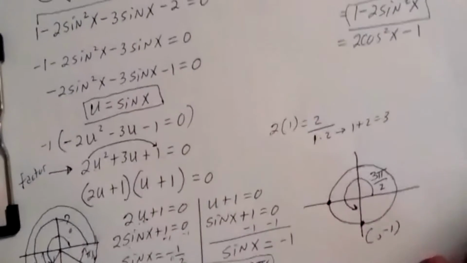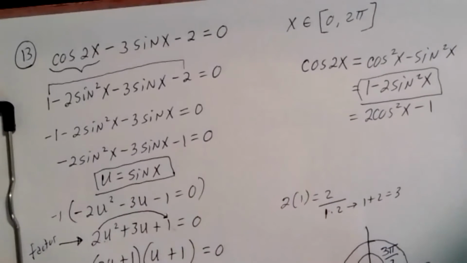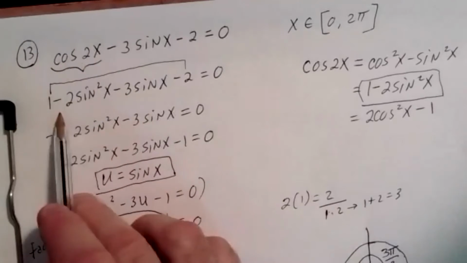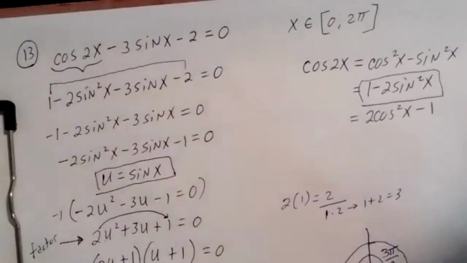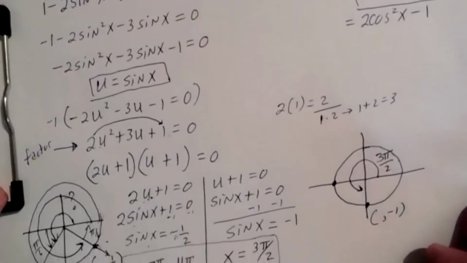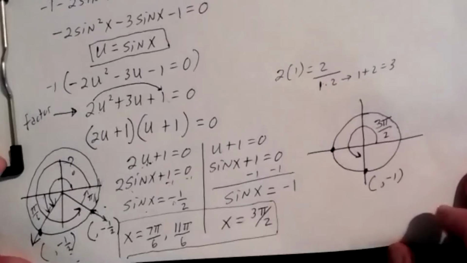Any other questions about this problem here? One like number 13 there. So again, we had to make use of an identity, in this case, the double angle identity for cosine, to help us move along the solution process for this equation. Okay, so that one's solved.